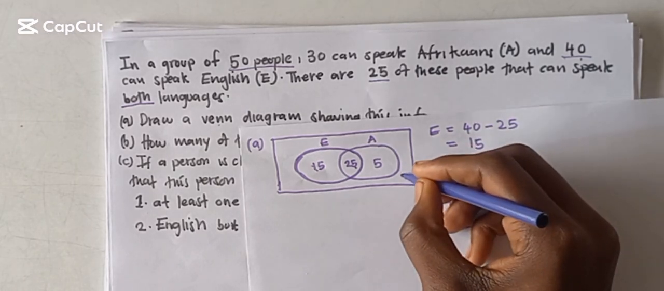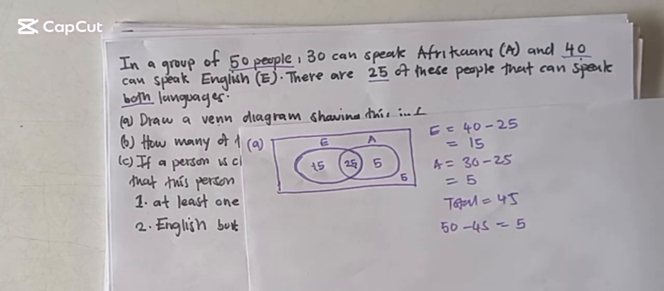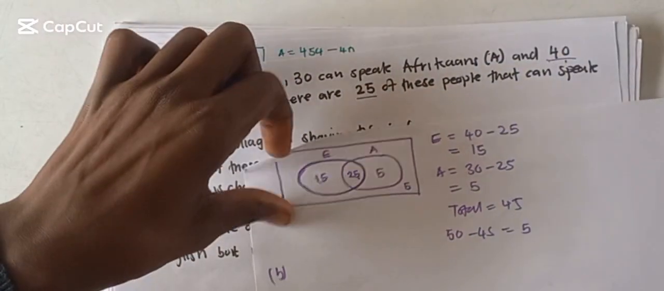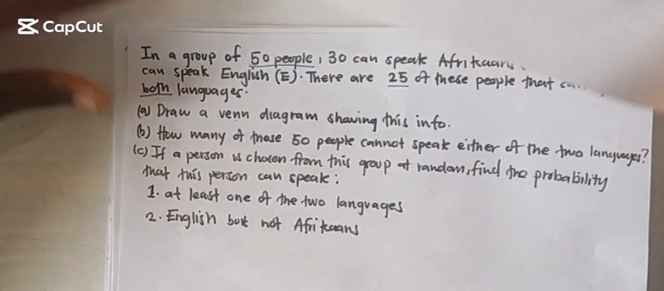We put them here outside, which is 5. So this is our Venn diagram. So let's go and answer the second question, which is letter B, this one.